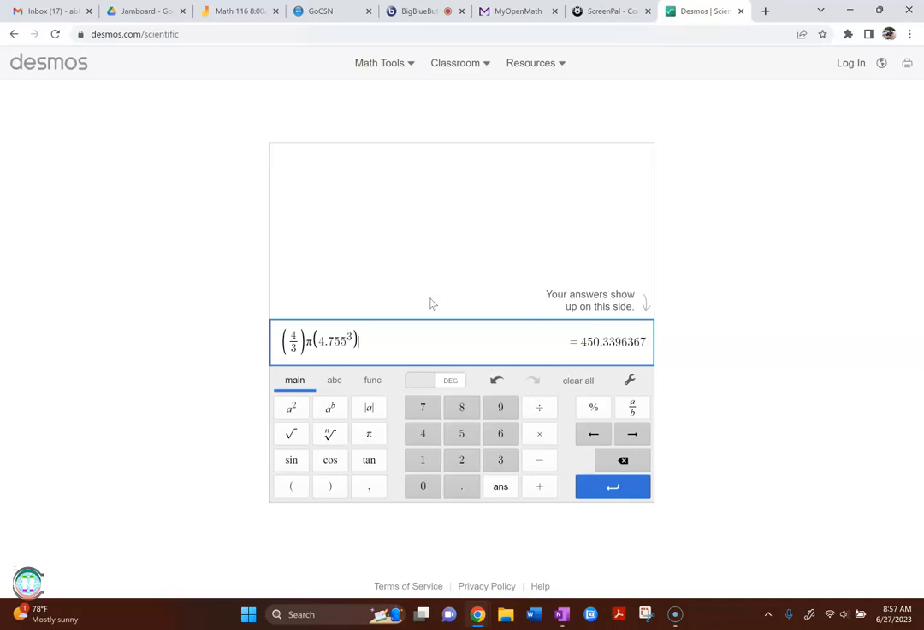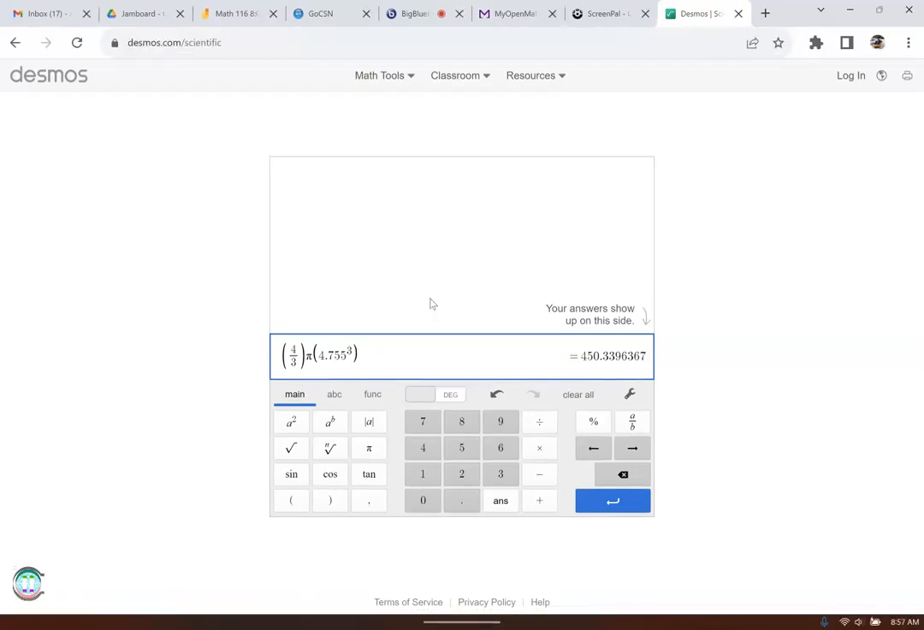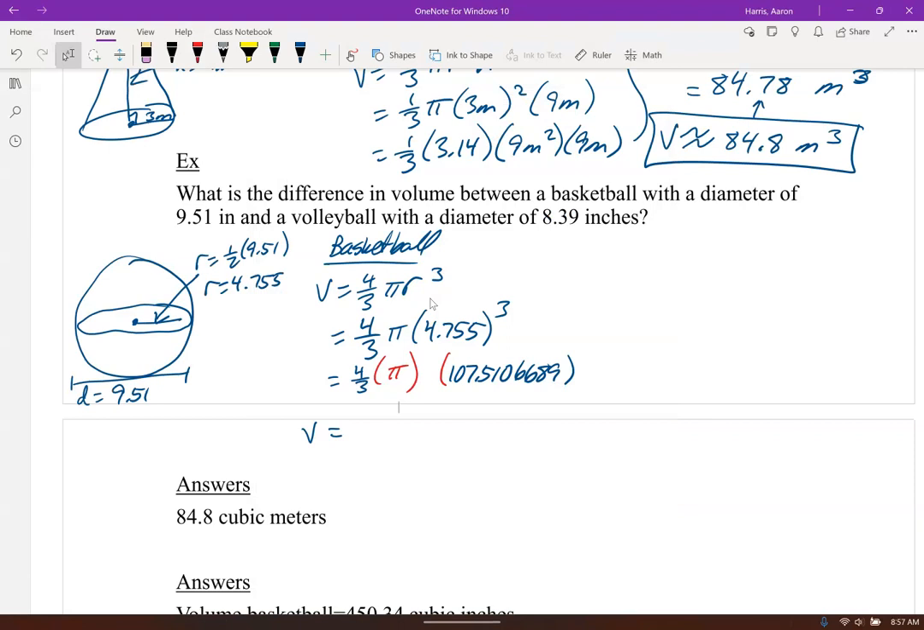So 450.339. Write that down. .339 or whatever that was, 6367 maybe, I can't remember, but we're rounding to the nearest 100th here. So 450.34 cubic inches. Okay, that's for the basketball.